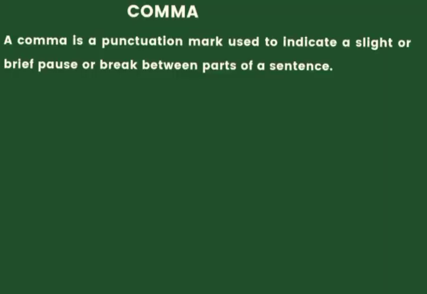What is a comma? A comma is a punctuation mark used to indicate a slight or brief pause or break between parts of the sentence. Anytime you are writing, even as we speak, before we write, we first of all speak. So as we speak, the way we take a brief pause when we are talking, in the same way we take a brief pause when we are writing to indicate that pause. And that is why when writing, you have to observe this comma and the punctuation mark. That is why we want to look at it today.